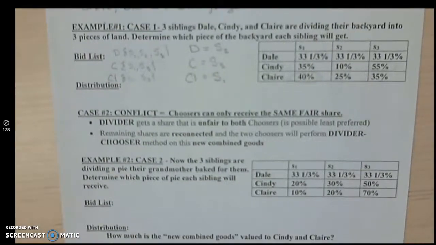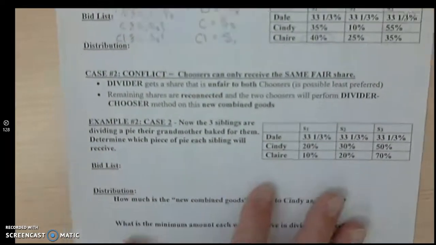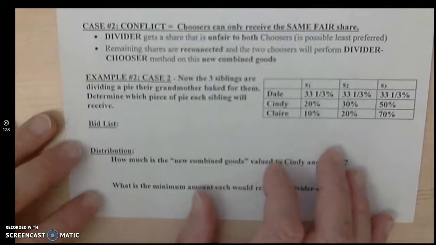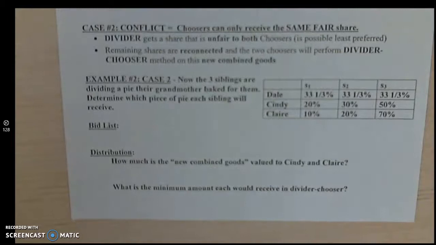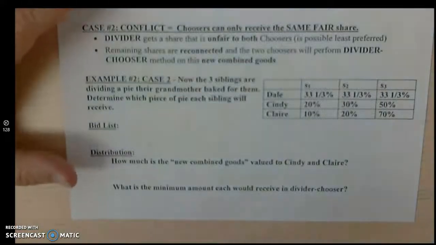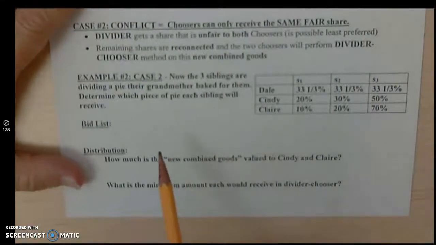So that was example 1. Well, let's look at example 2 here. Case 2 shows us we have one little conflict. What if the divider gets a share that is unfair to both choosers? Okay. So what if when we divide it out, the other 2 shares they don't like, and the 2 choosers are choosing from just the same list or same plot. In this case, they switched it from land to pie.